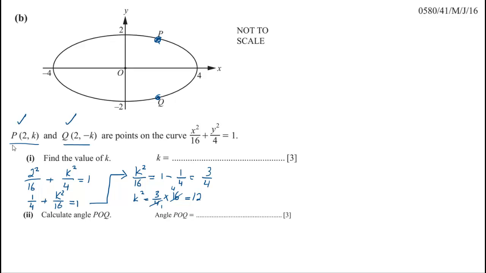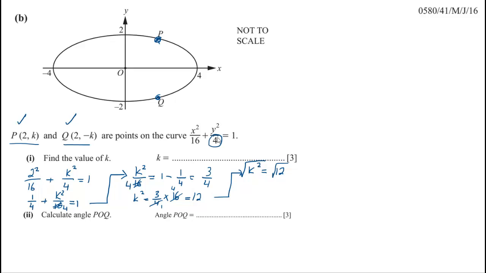K squared is 12. Okay student, now k squared is 12, and let me take the square root on both sides. I think I made a mistake here. It is k squared and there is a 4 in the denominator, so I wrote 16 here, which is wrong. So it is 4 here. Let me correct the mistake.